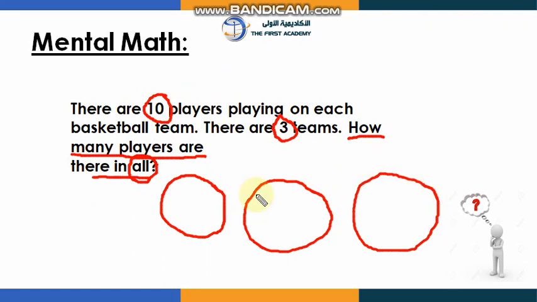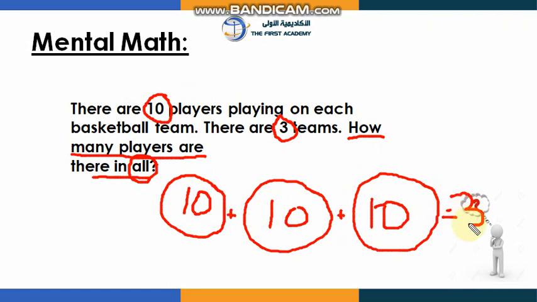Now, in each team, there are 10 players. So let's write here 10 players. This is the first team, the second team, and the third team. Now we're gonna add these numbers together. So everyone, what is the answer? I'm gonna give you some time. So, what is the answer? 10 plus 10 plus 10. 30. Well done, the answer is 30. Well done, everyone. You are the best.